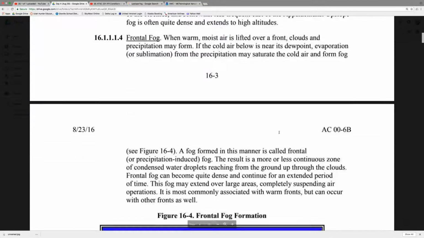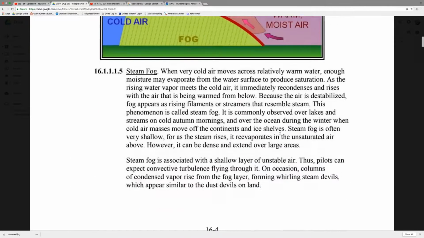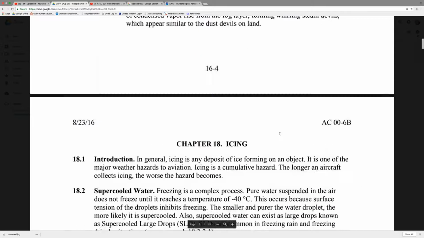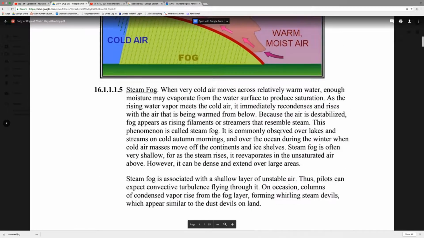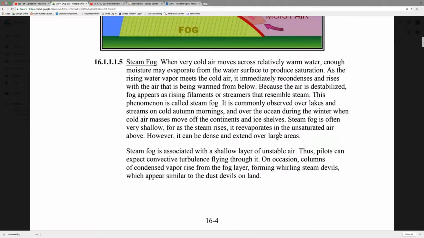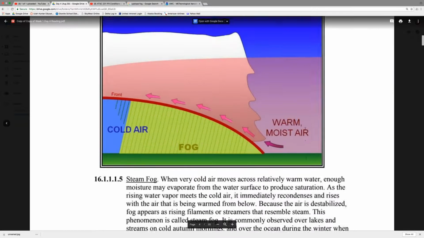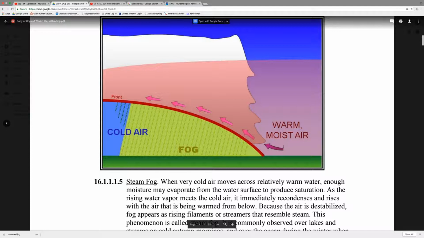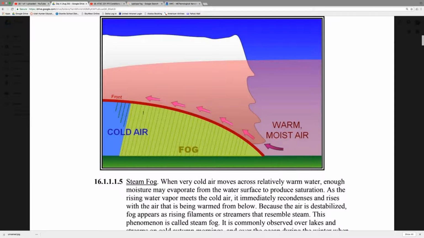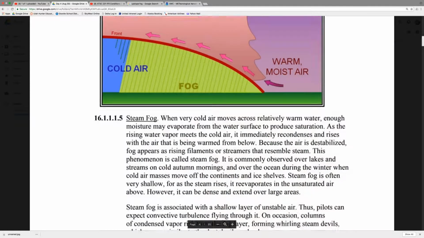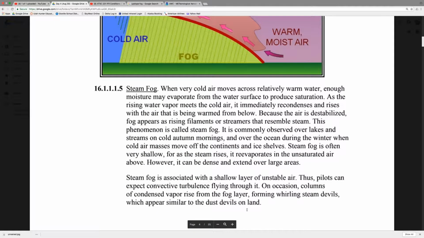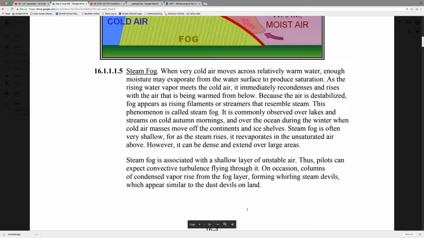Frontal fog, don't care. I mean, it's just like radiation fog or any other fog. Radiation or advection fog, as the warm air gets pushed up along the front and the cold air converges, it traps the fog down below the pocket of warm air. So there you go.